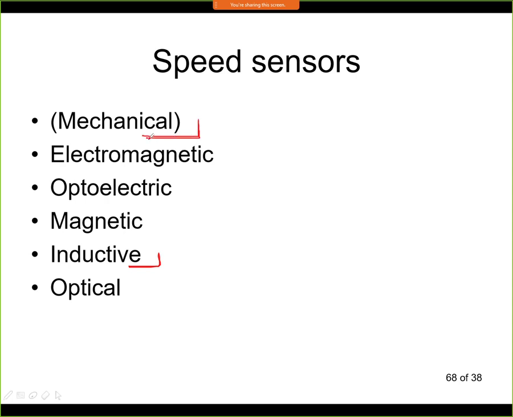This could be, for example, a mechanical speed sensor, but we will be talking only about sensors where you actually have some electric output signal, so we can connect it somewhere. We can connect it to a display, we can connect it to a computer system, and we can do something with the signal. So I will start with the electromagnetic speed sensor.